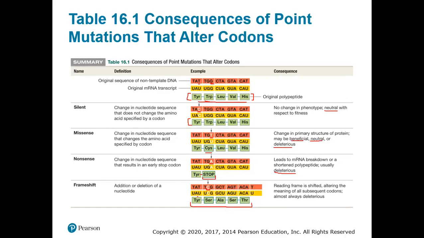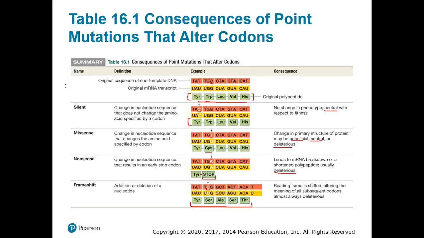No. Only that first amino acid is the same, and everything downstream of that insertion is changed because we changed the reading frame. Right? We changed the codons. We changed our sets of 3. So if we shift that reading frame, all of our subsequent codons are going to be changed. Now, I'll tell you right now, this one's pretty much always bad. This is the worst of the worst.